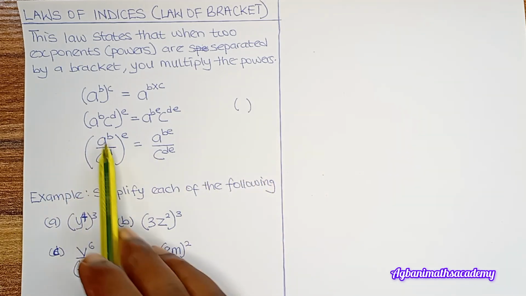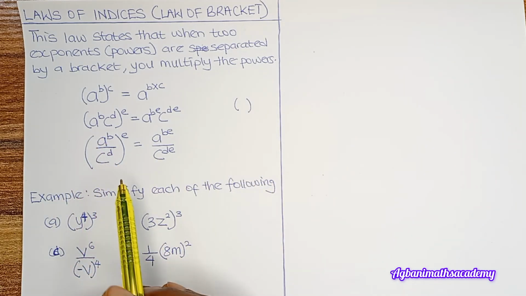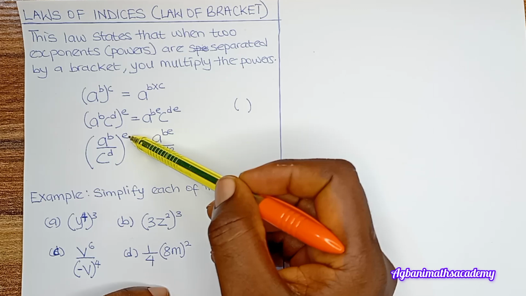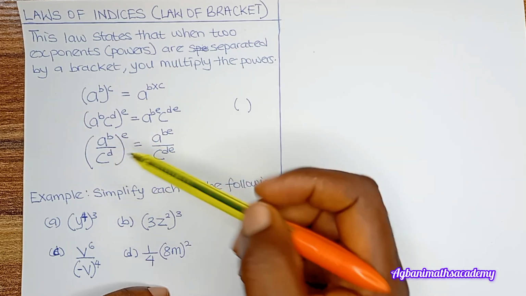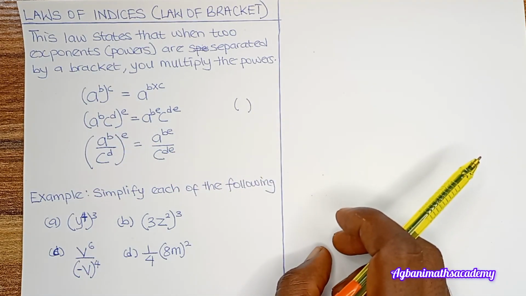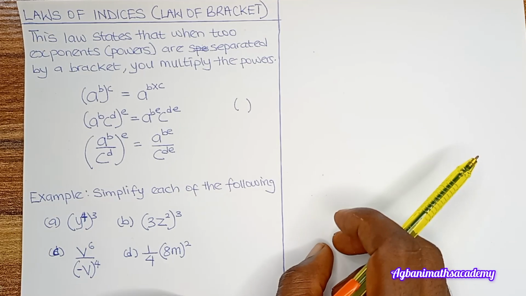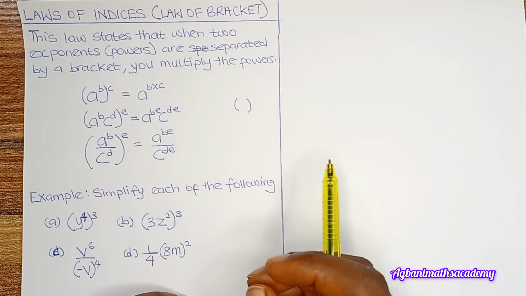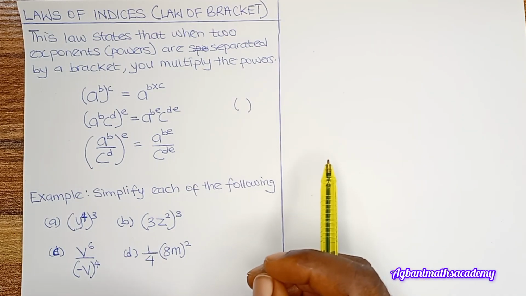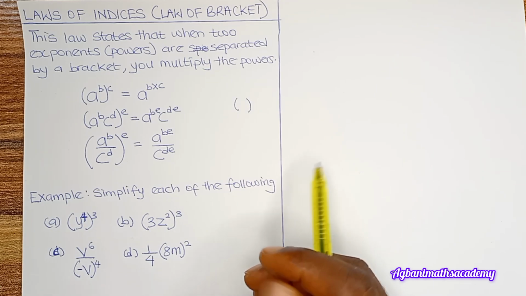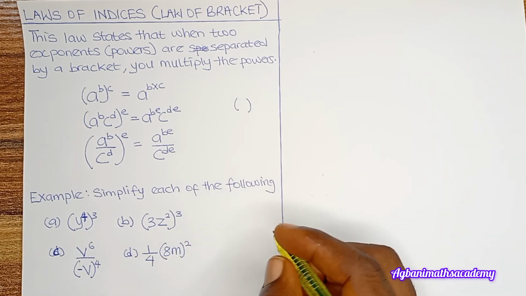So even when you have a situation like this, which is a division, this external exponent is also going to multiply the exponents for the numerator and the denominators. So in order to correctly solve questions on indices involving bracket, you must follow the law of bracket. Let's look at these four simple questions that we have here.